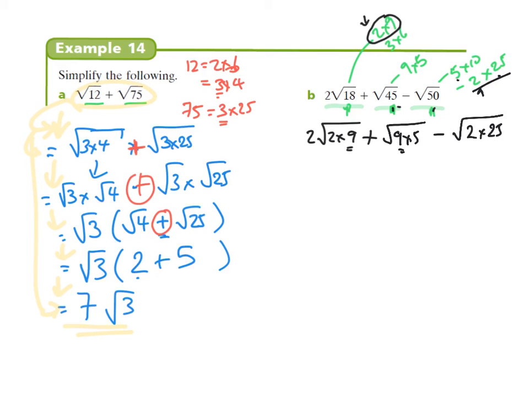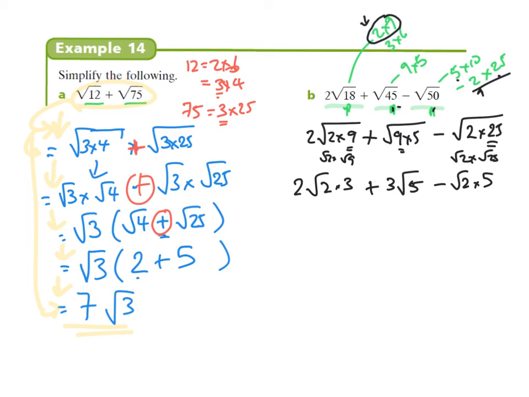Okay, so when I look at those expressions, the first one is 2 times square root 2 times 9, okay. Square root 2 times square root 9. The second one is square root 9, which is 3, times square root 5. And the last expression, I'm just going to do it bit by bit, is square root 2 times square root 25. Square root 2 times 5, okay, because square root 25 is 5.